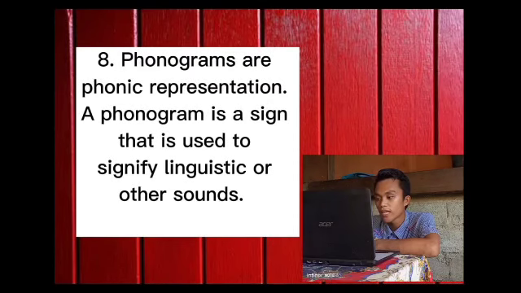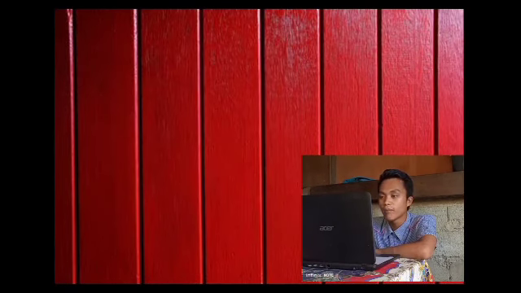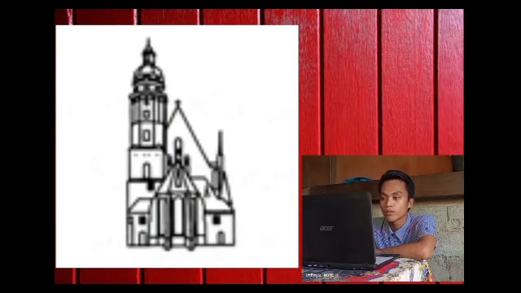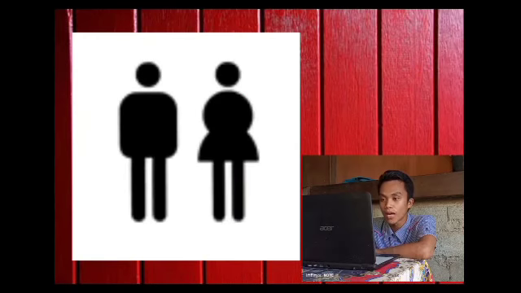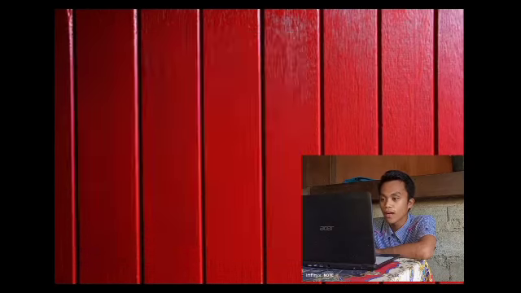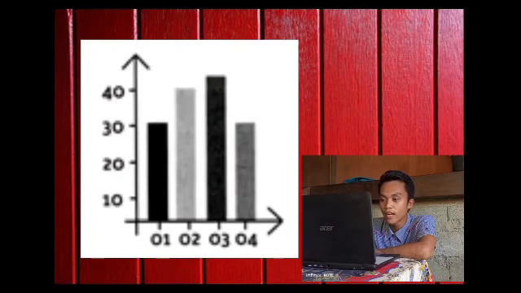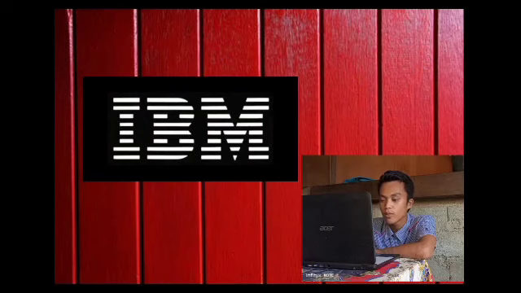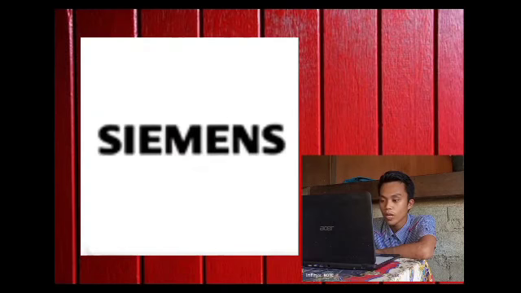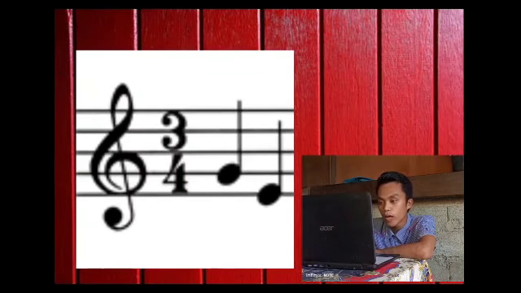A phonogram is a sign that is used to signify linguistic or other sounds. So here are some examples of the 8 types of symbol. The examples of iconograms, pictograms, cartograms, diagrams, ideograms, logograms, typograms, and phonograms.